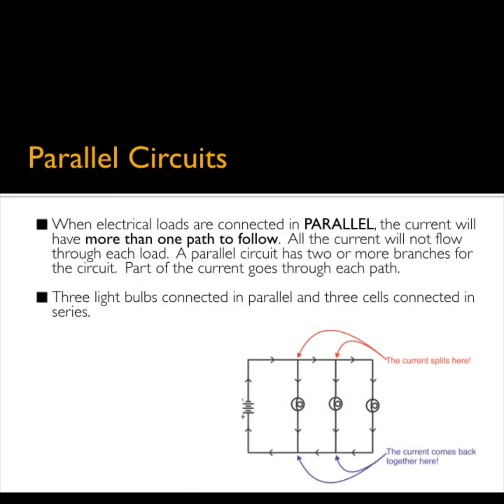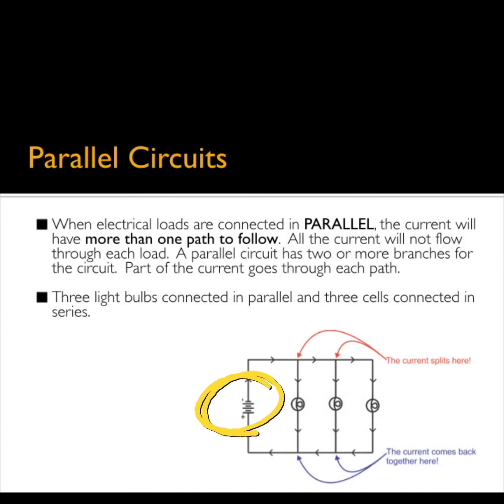Another way that components can be connected together is in parallel. When electrical loads are connected in parallel, the current will have more than one path to follow. All the current will not flow through each load. A parallel circuit has two or more branches for the circuit. Part of the current goes through each path.